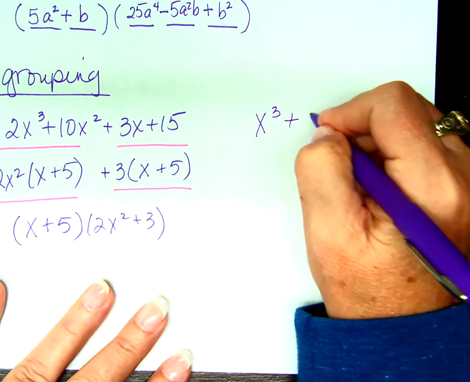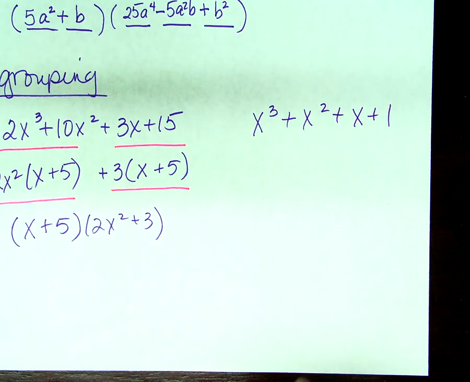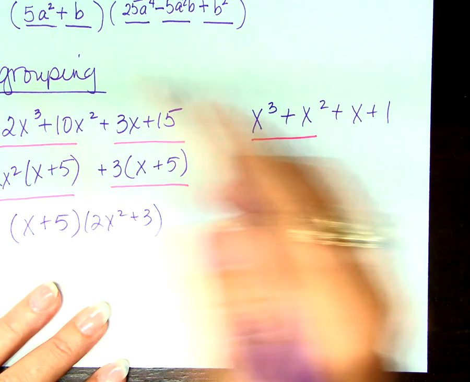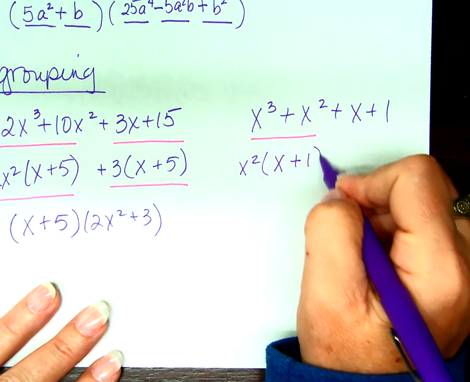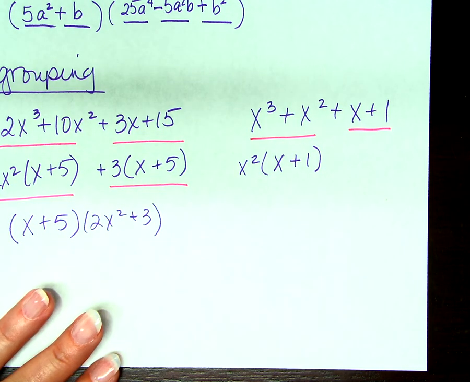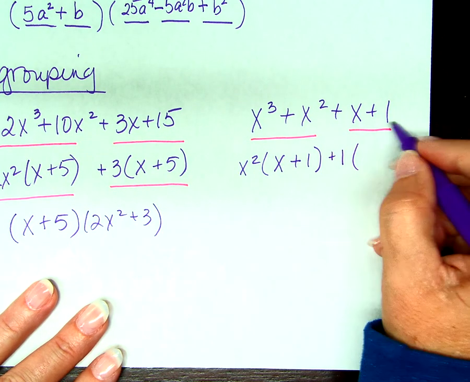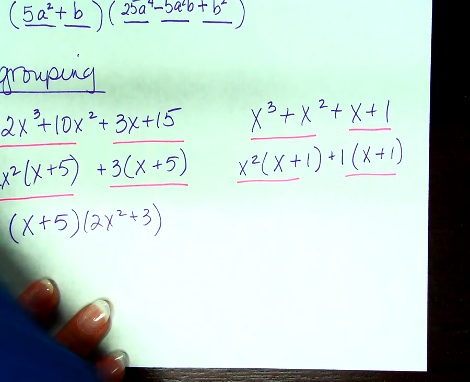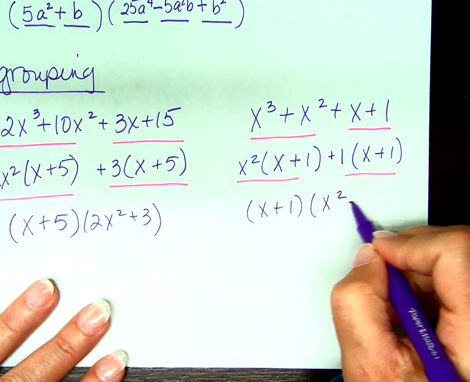X cubed plus x squared plus x plus 1. I got to do this one pretty quick, yes? What's common in the first 2? X squared. What's left if I divide each term by x squared? X plus 1, right? What's common in the last 2? Knowing I have to take something out. That's all I can take out, right? A 1. What's common? Or excuse me, what's left if I divide each term by 1? X plus 1. Do these 2 terms have a common factor? X plus 1. And what's left if I divide out an x plus 1? X squared plus 1.